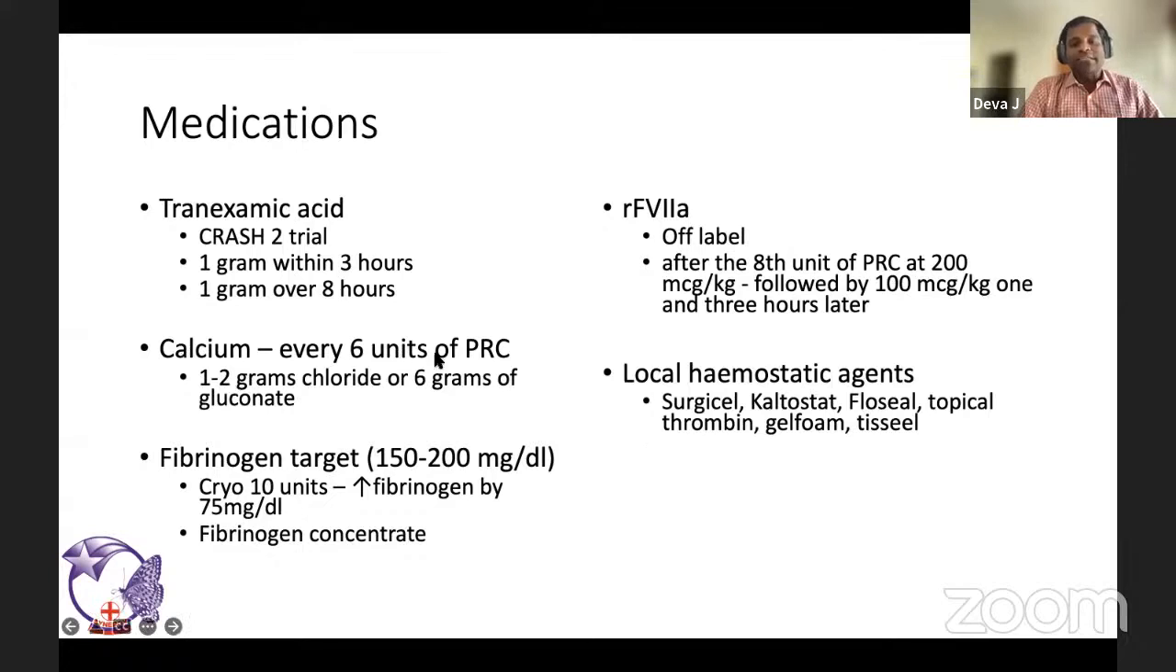Second, calcium. As I mentioned, the triad is becoming a tetrad now. Not much of an evidence, but there's some suggestion that we should give 1 to 2 grams of calcium chloride or 6 grams of gluconate every 6 units of PRC. But ideally, what I do in my practice is I check the ionized calcium, and if it's low, I give calcium. That's the way I do. I do not, by default, give calcium for every 6 units of PRC.